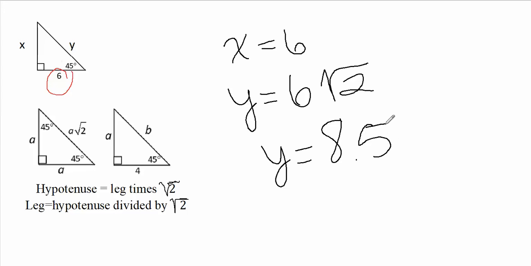One quick way to confirm that this makes sense: remember, the hypotenuse is always the longest side in your right triangle.